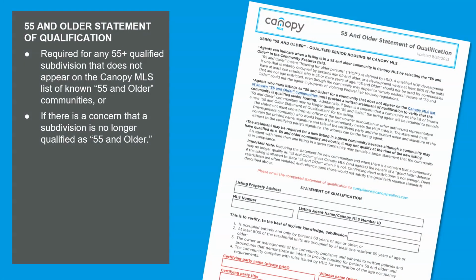Also, the Canopy MLS Board of Directors approved changing the compliance process for listings in 55 and older subdivisions. List agents no longer have to submit the 55 and older Statement of Qualification form on every listing in a 55 and older community. However, the form must be submitted for any 55 and older qualified subdivision that does not appear on the Canopy MLS list of known 55 and older communities, or if there's a concern that a subdivision no longer qualifies as 55 and older. Therefore, updates to this form are now reflected.